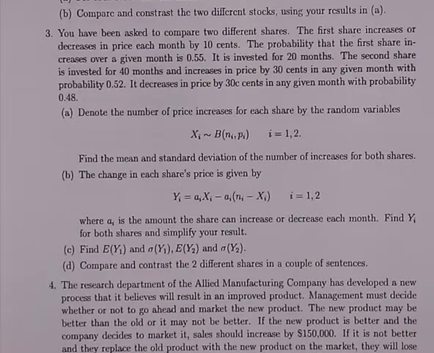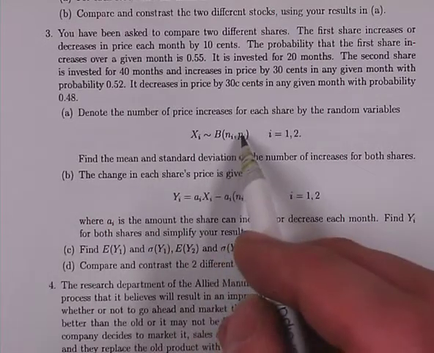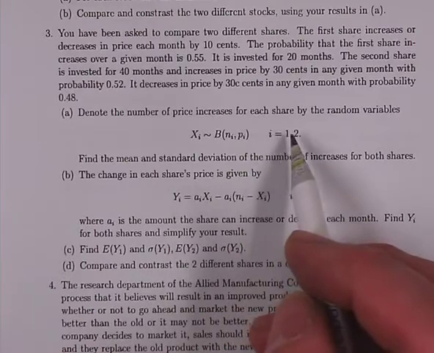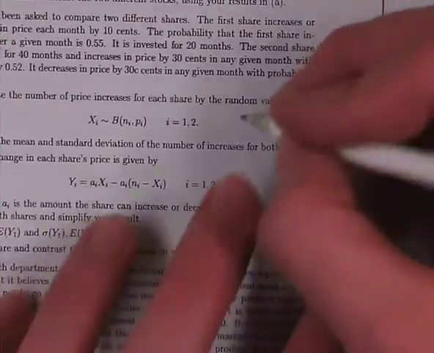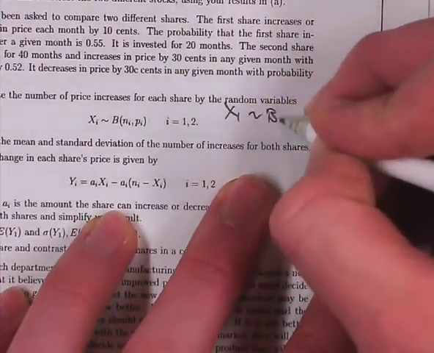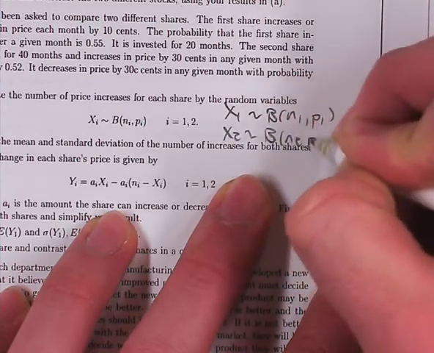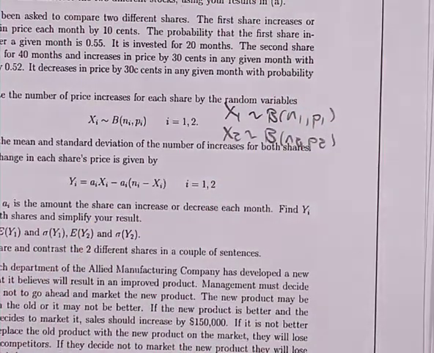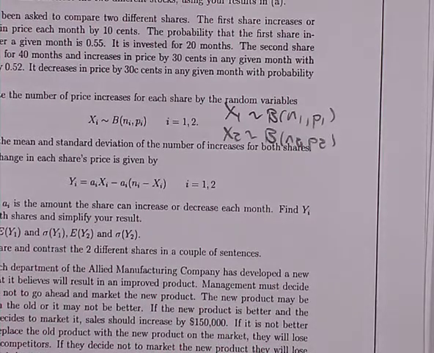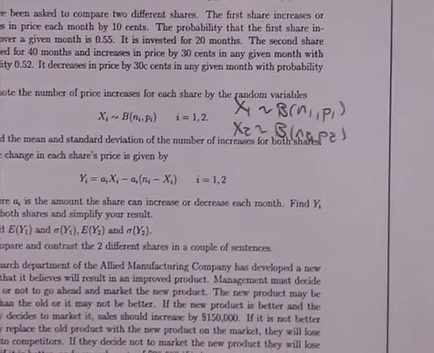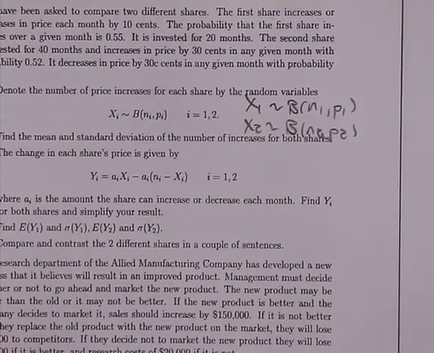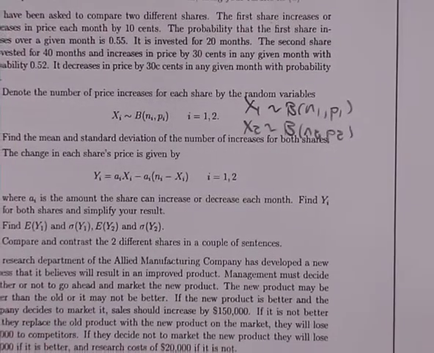Denote the number of price increases for each share by the random variables Xi is distributed as Bin(ni, pi), where i is equal to 1 and 2. All that means is X1 is distributed as Bin(n1, p1) and X2 is distributed as Bin(n2, p2). Find the mean and standard deviation of the number of increases for both shares. All right, let's go.